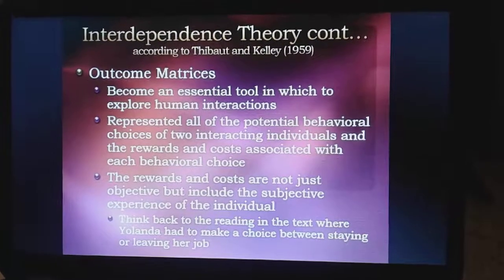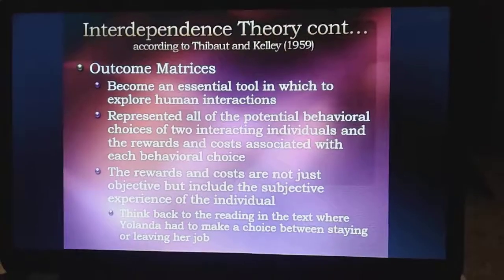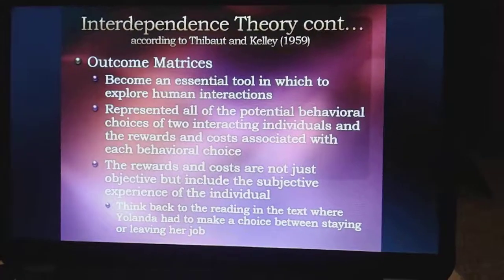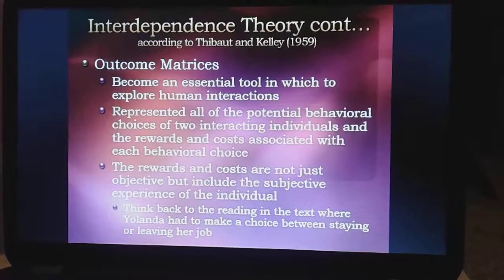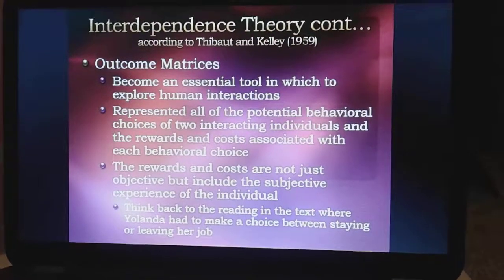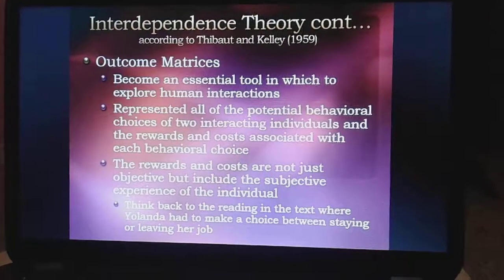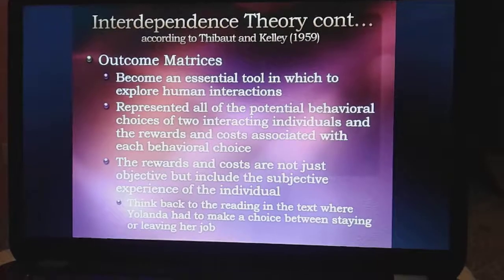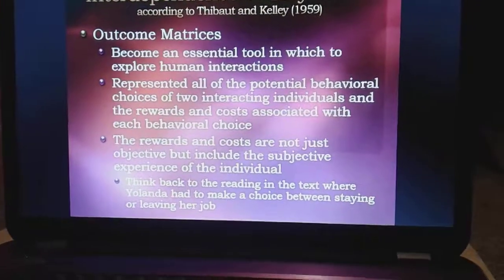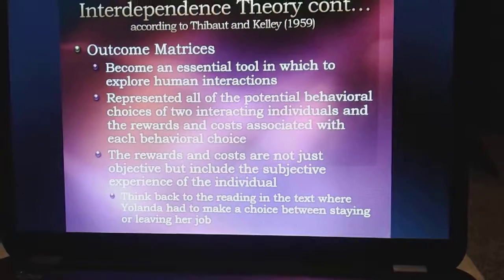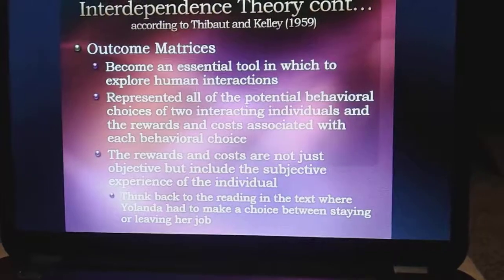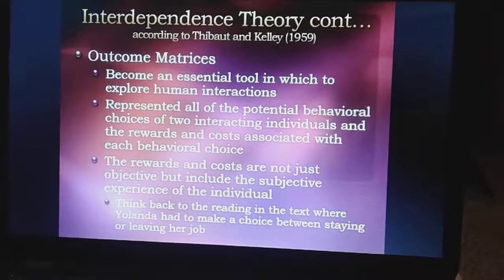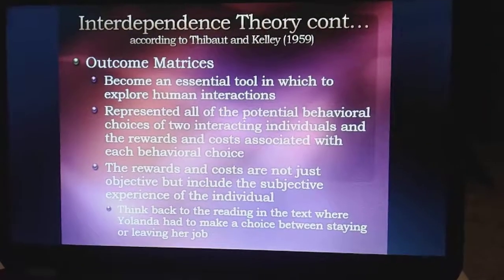Outcome matrices become an essential tool with which to explore human interactions. Outcome matrices represent all of the potential behavioral choices of two interacting individuals and the rewards and costs associated with each behavioral choice. The rewards and costs are not just objective, but include the subjective experiences of the individual. If we think back to the text we're reading, we looked at Yolanda. Yolanda had a choice to make, either between staying at her job where she was valued but underpaid, or going to a job where she was going to be higher paid but probably undervalued.